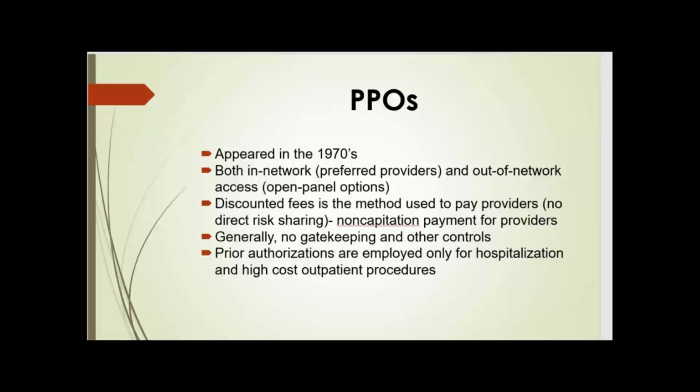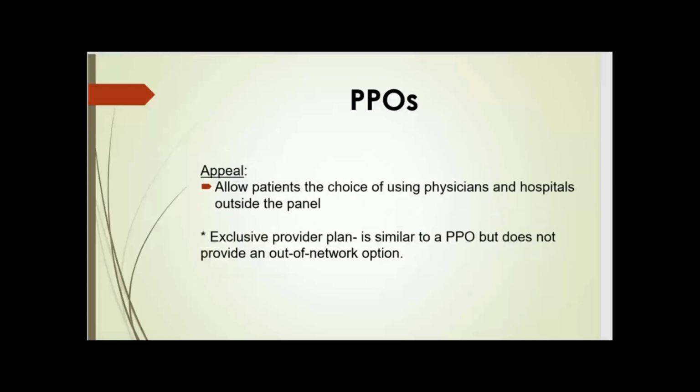They appeared in the 1970s. A discounted fee for service is the primary method of payment. There's little or no risk sharing with providers. It does not use the gatekeeping method as HMOs do with the PCP. It allows enrollees to go outside the panel, and it uses only contractual arrangements with physicians. So what's the appeal here with PPOs? Well, it allows patients the choice of using physicians and hospitals outside of the panel.